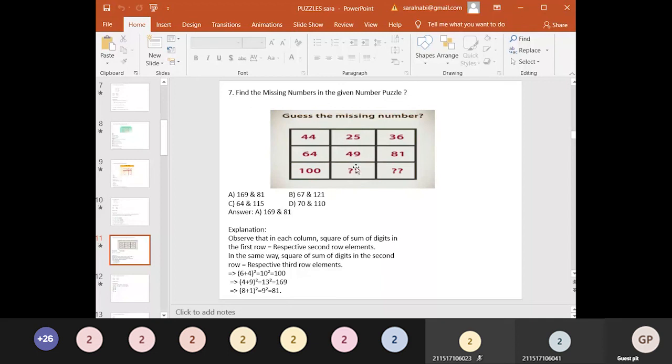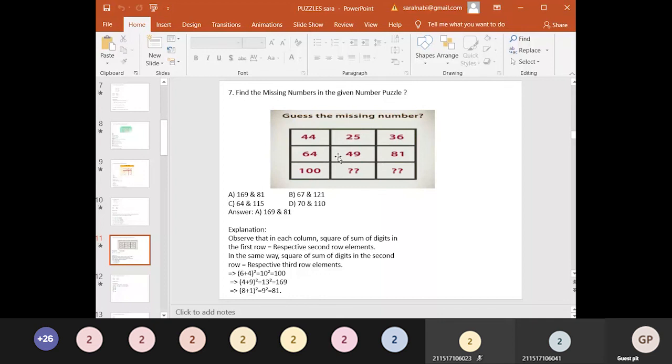Okay. So automatically, what will come next? They are asking, so there must be some relation, right? Come to the first one: 44, 64, 100. Immediately I can see how this has come. Okay, right. You just see how this comes.